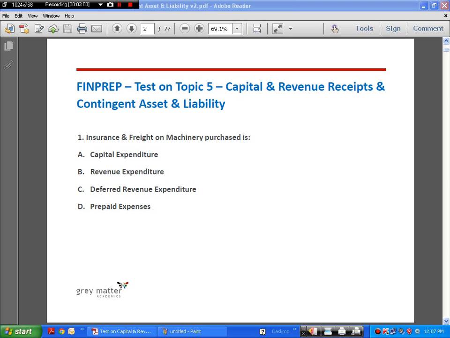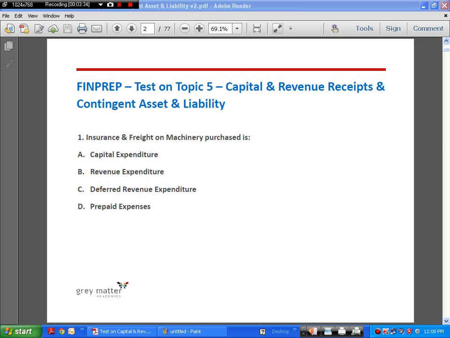When an asset is purchased or when a significant improvement is made to an asset, we place that expenditure in the balance sheet and we depreciate the asset. Depreciation is a revenue expenditure. Basically we are distributing the cost of the asset over the useful life of the asset. So with that introduction, we will get into the various questions.